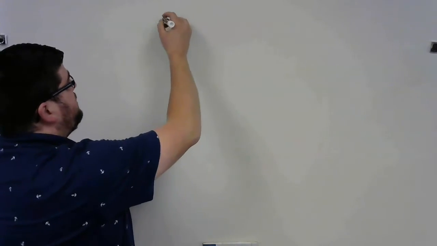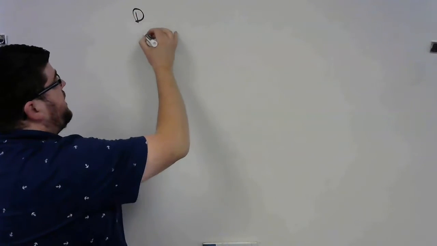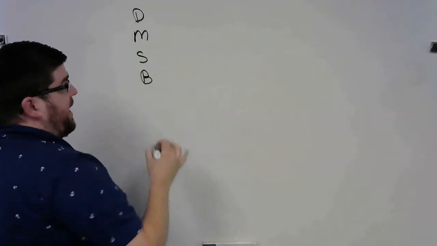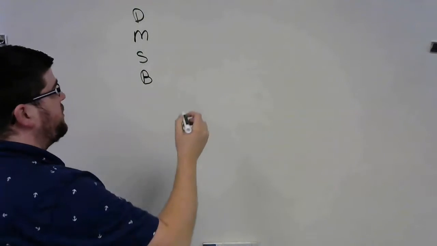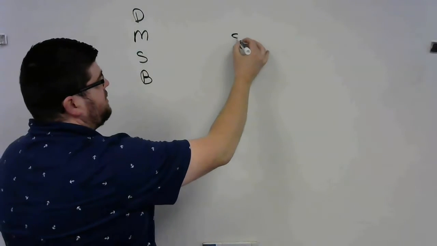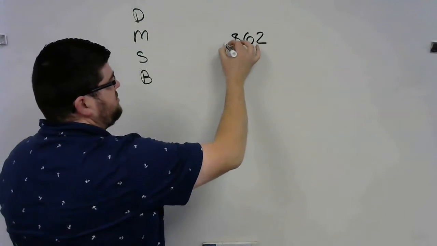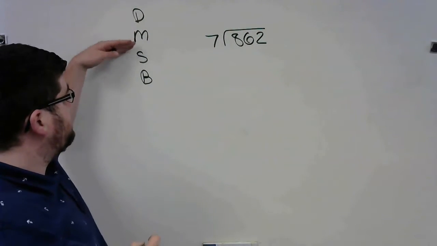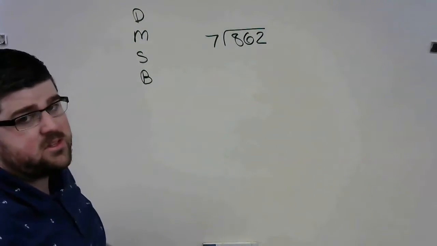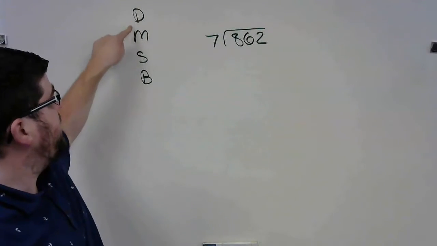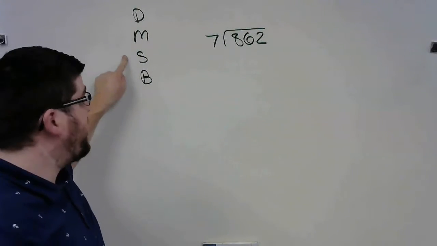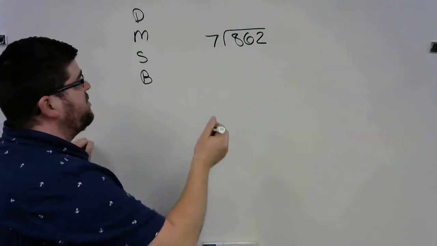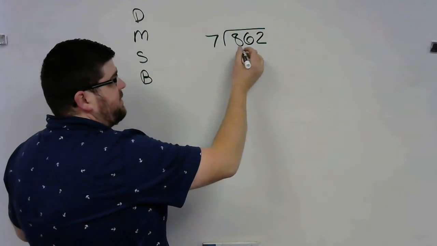Let's say I do Dead Monkeys Smell Bad. Remember touching on that in class. So let's say I'm doing 862 divided by 7. I'm always going to follow my steps in this order. Remember, it stands for divide, multiply, subtract, bring down. Dead Monkeys Smell Bad.